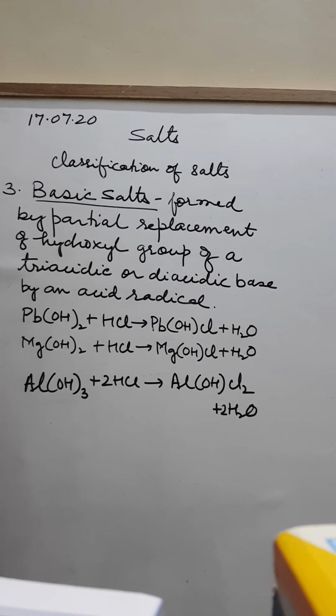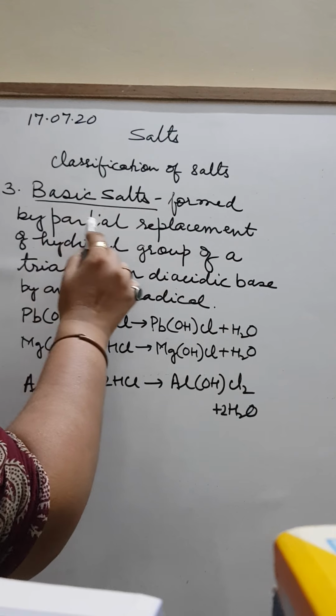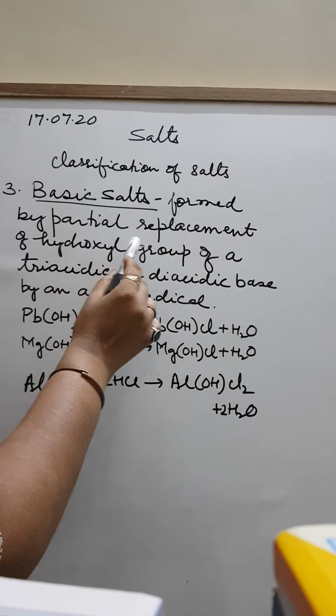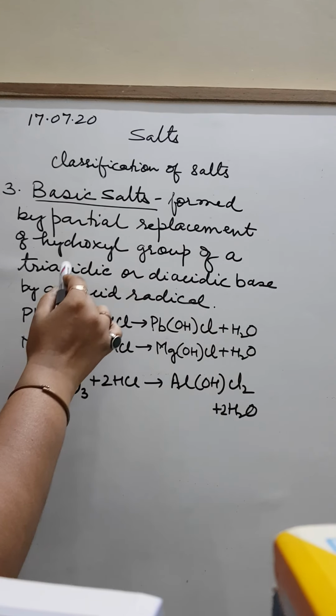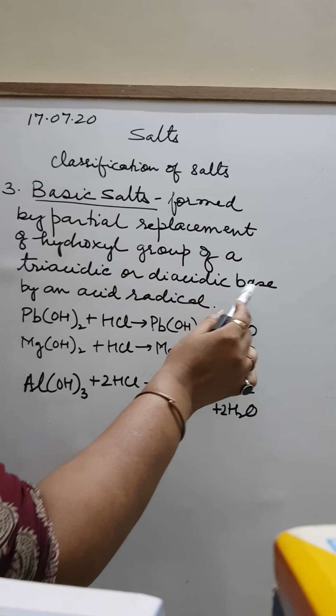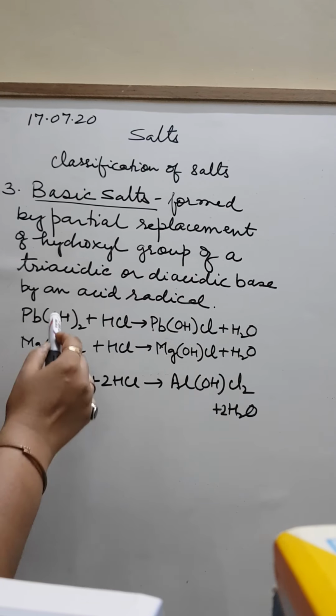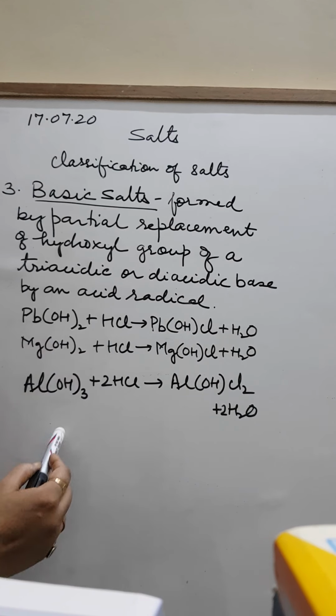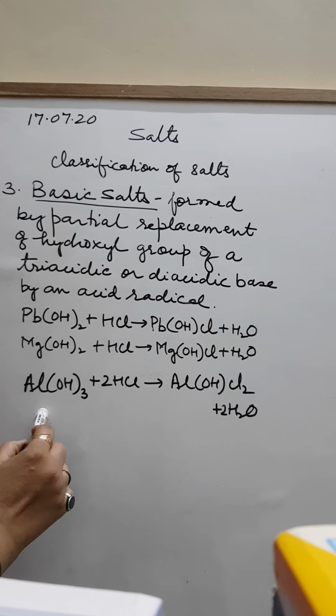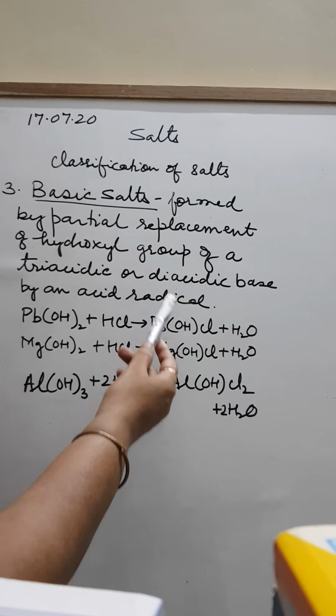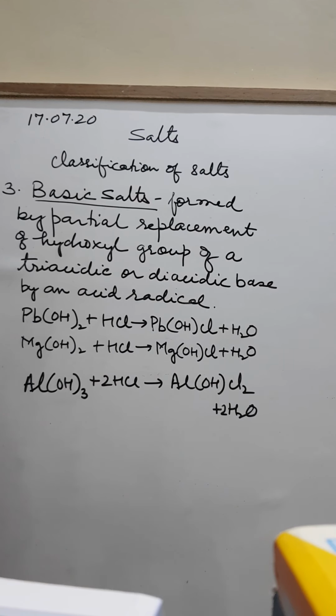Once again I repeat, these are formed by the partial replacement of hydroxyl group or ion of a triacidic or diacidic base by an acid radical. Pb(OH)2, diacidic base, triacidic base, and you got salts like this. They have one OH in their chemical composition. Children, this way we have studied all the three types of salts which are in our syllabus. This way we finish our salts.